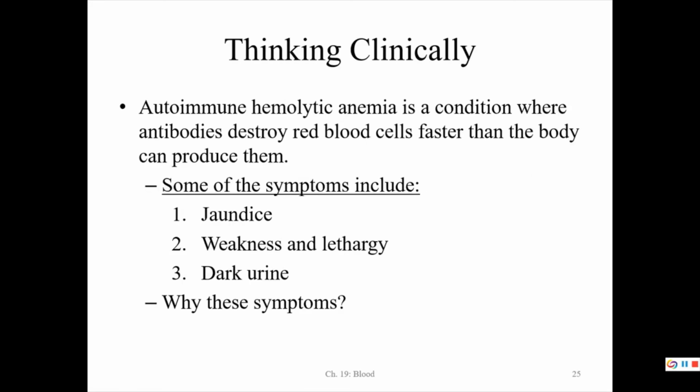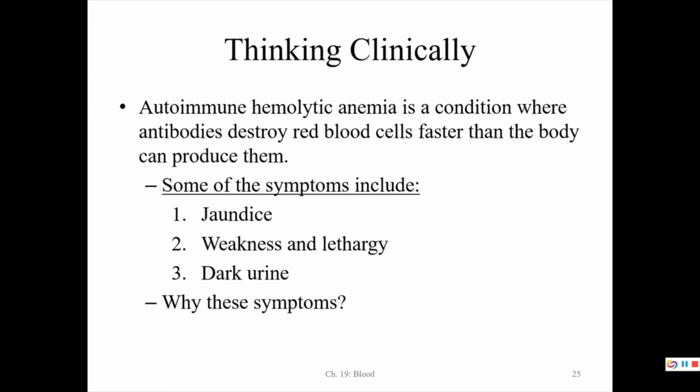Now, let's see if you guys can think through this. There's an autoimmune disease called hemolytic anemia, the condition where antibodies destroy red blood cells faster than the body can produce them. Jaundice, weakness and lethargy, and dark urine. Now, why is that? Well, we have to understand first. Think about this. Go ahead, think about it, pause, and then I'll give you the answer.